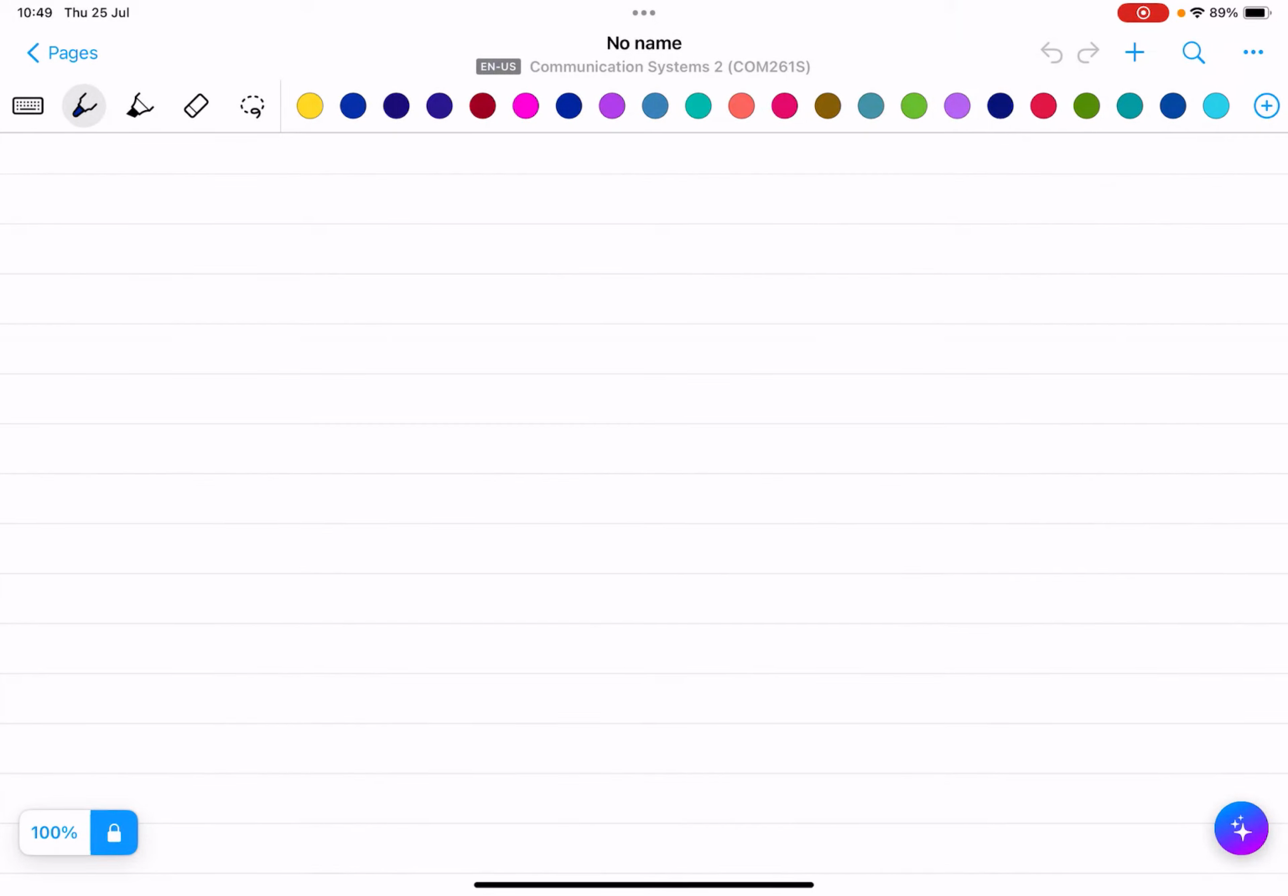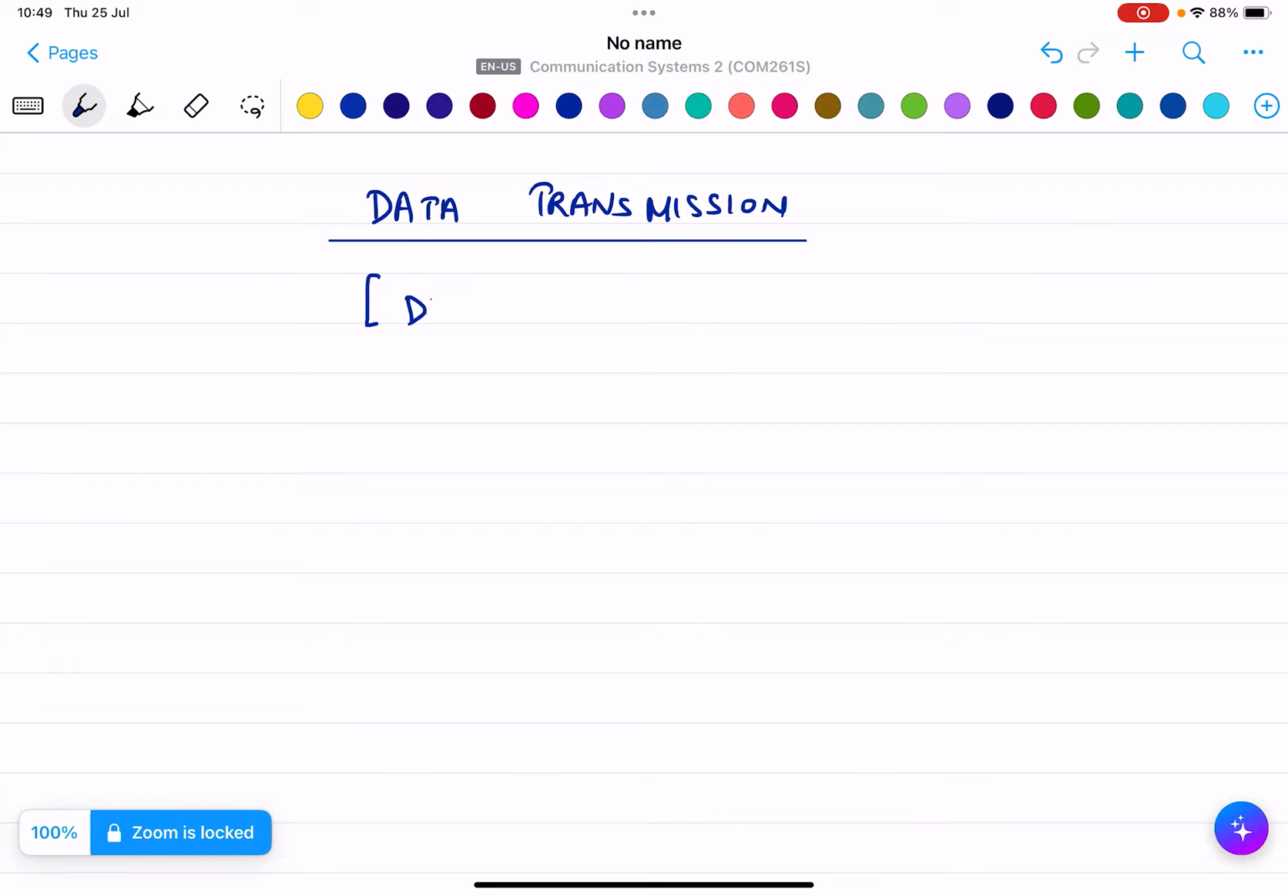Okay, in today's lecture, I am going to cover data transmission. Previously, we have covered all the analog modulation, analog transmission. Now in this term, we will cover the digital modulation.